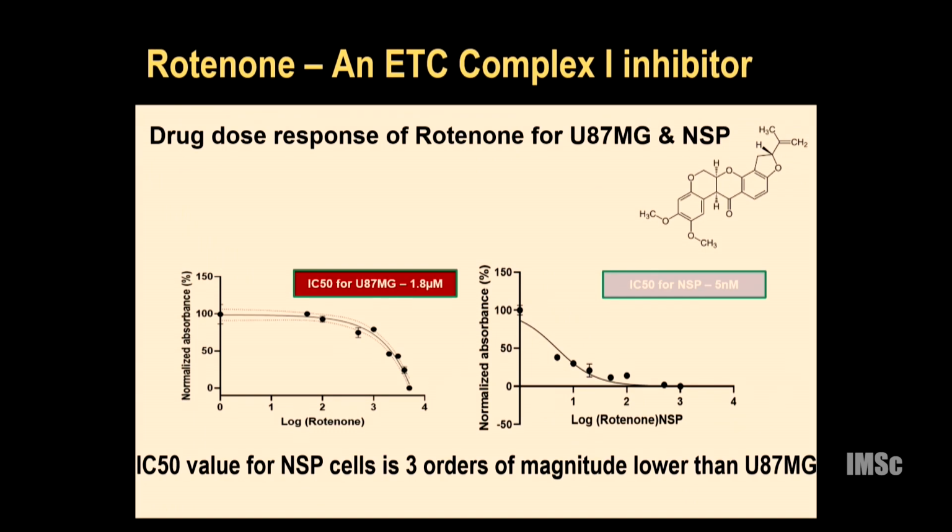You can see that the IC50 for U87 is 1.8 micromolar, whereas that for NSP or the neurospheres is 5 nanomolar. So there's a 3 order of magnitude difference in the amount of drug that is required to kill these otherwise resistant cells. If you remember the temozolomide drug dose response curve, it was 40%. The IC50 was 40% higher for NSP as compared to U87.